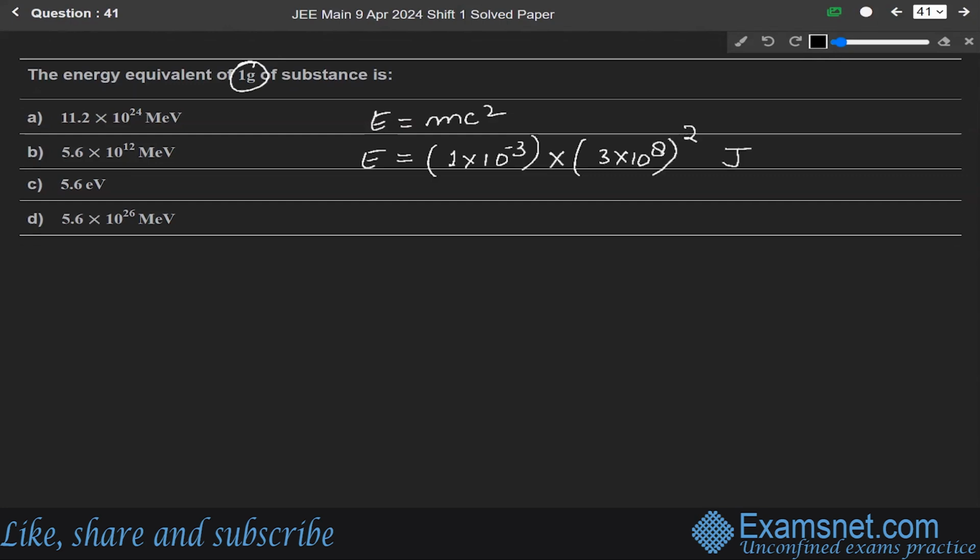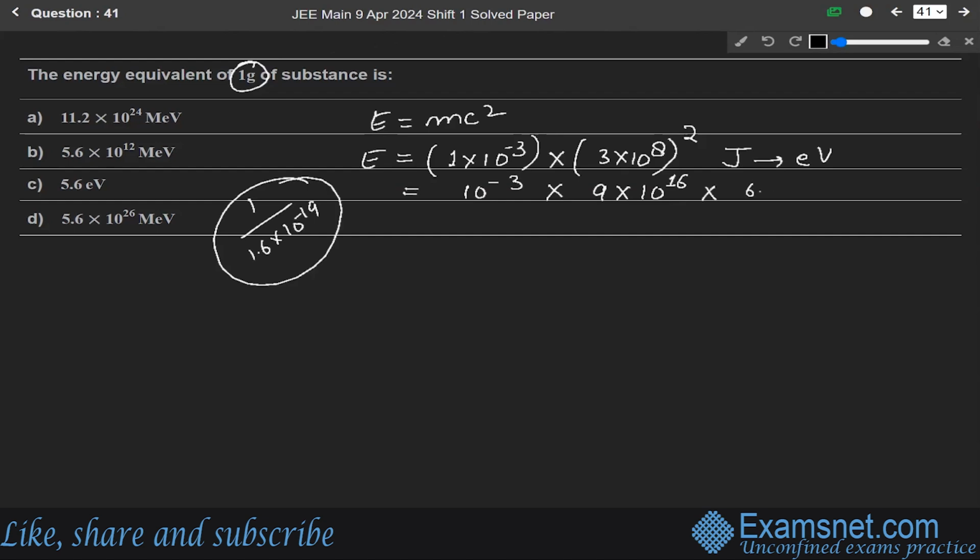So it will be in terms of joule. So it is equal to 10 to the power minus 3 into 9 into 10 to the power 16, and converting this joule into electron volt, we divide it by 1.6 into 10 to the power minus 19. So it will become equal to 6.241 into 10 to the power 18. Okay, so E will be equal to 56.169 into 10 to the power 31 electron volt.